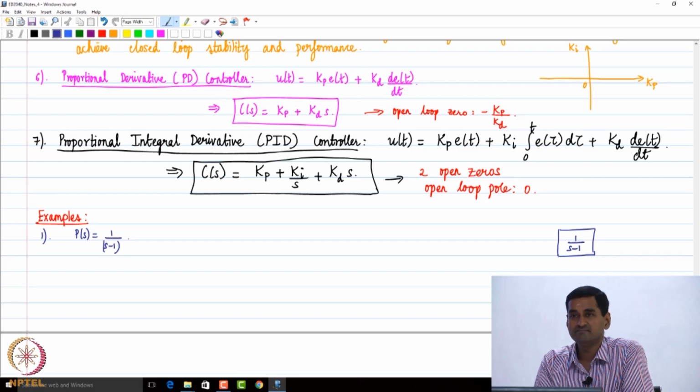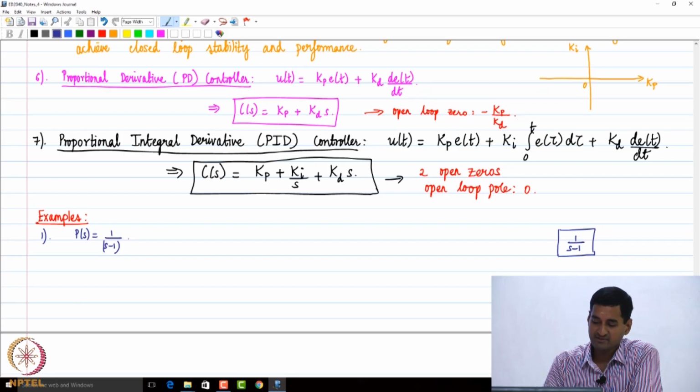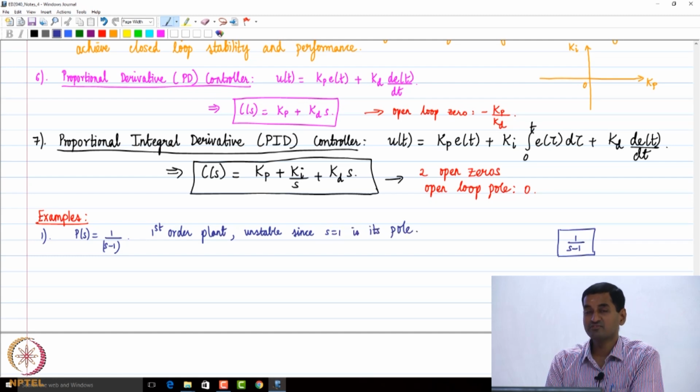So what is the order of the plant? First order plant. Is it stable or unstable? Unstable. Why? Since it has a pole at s equals 1, the pole is in the right half of the complex plane, so stability is not there. And one purpose of feedback is also to ensure that we stabilize an unstable system to begin with. So that's one reason why we design closed loop control systems with feedback.